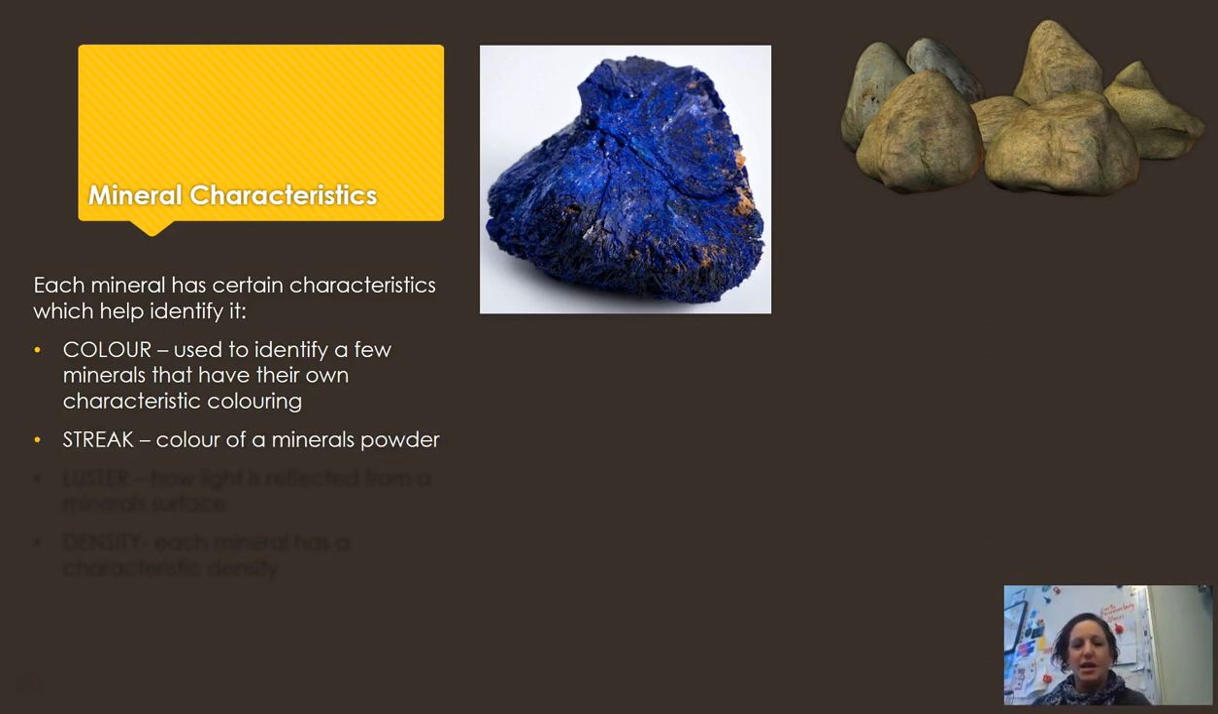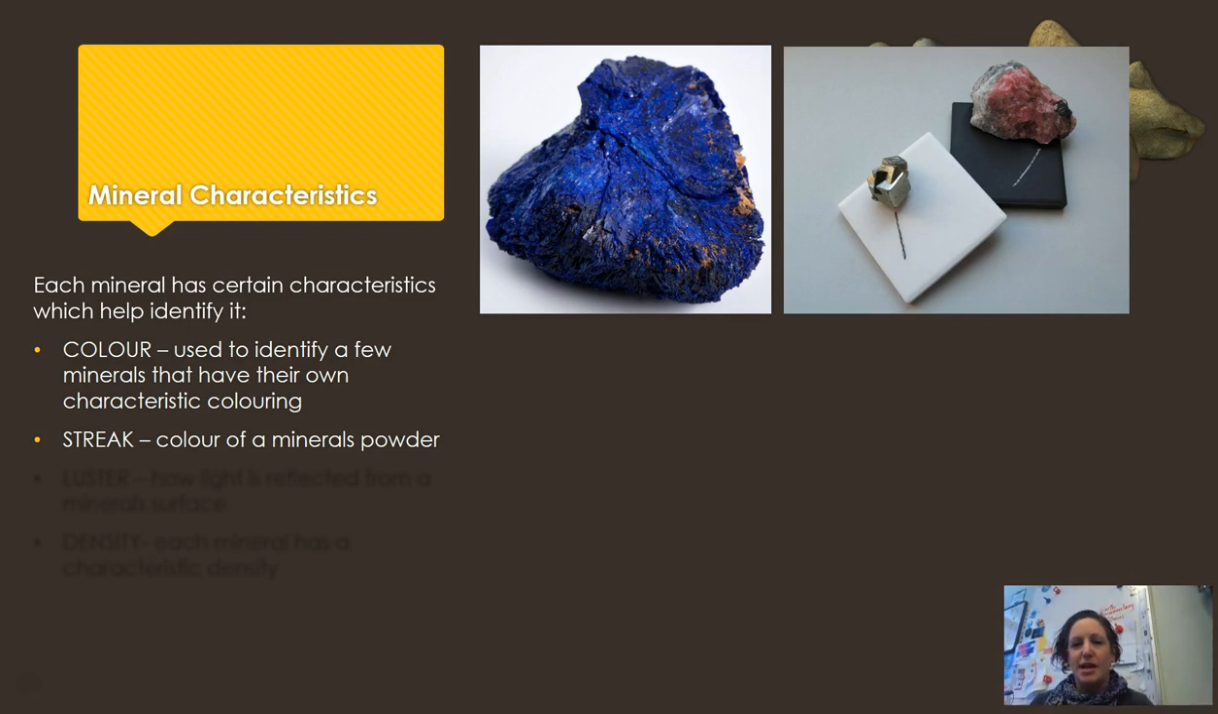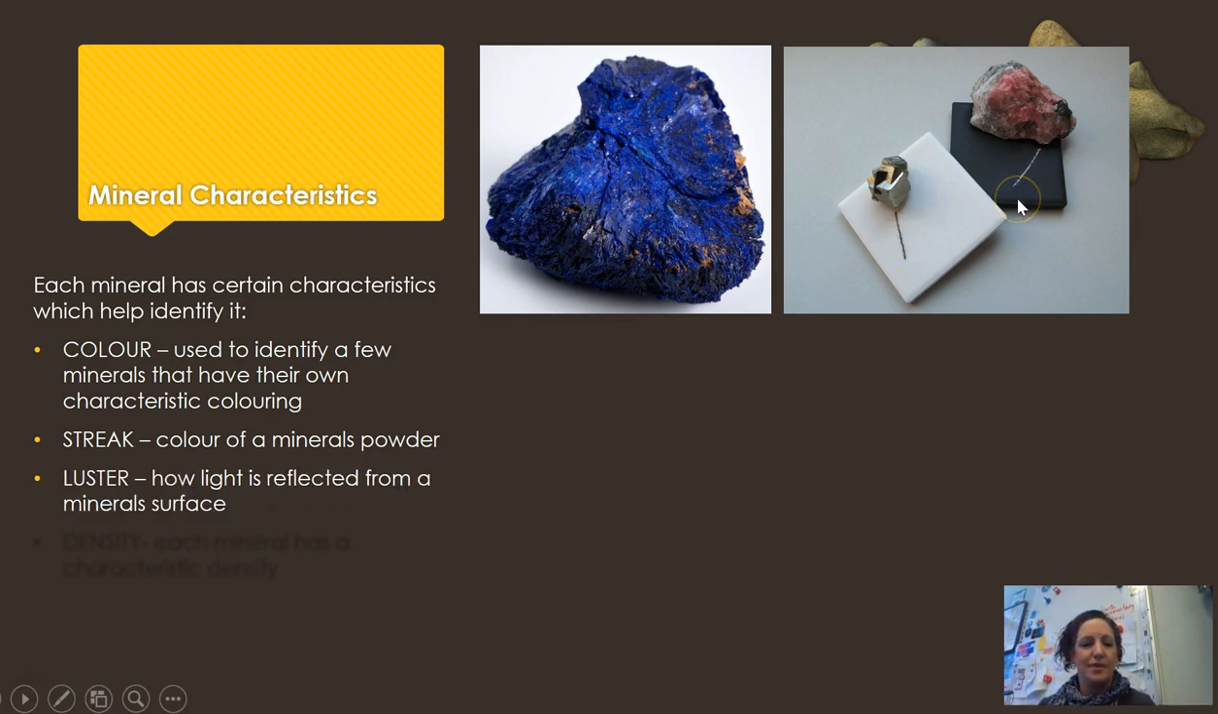Streak is the colour of a mineral's powder, and scientists find out what the streak is by scraping the mineral on an unglazed ceramic tile. So you can see there how each of these different minerals has a colour streak there.